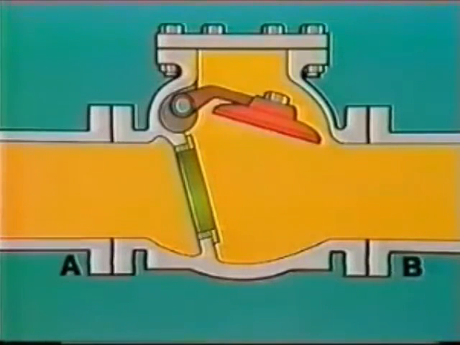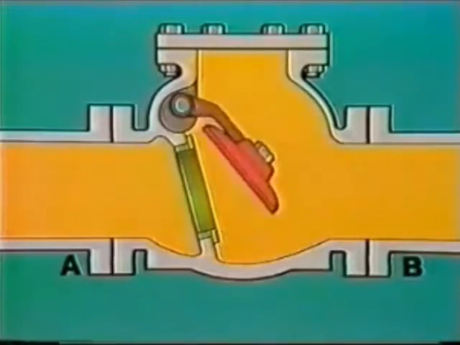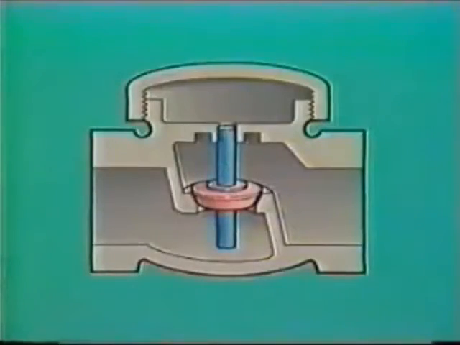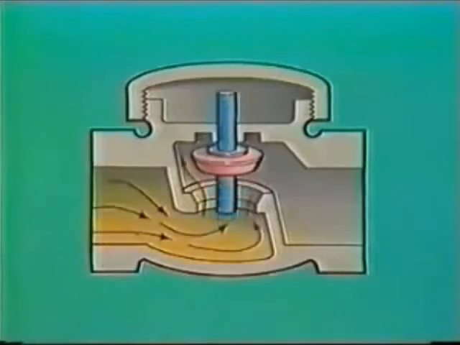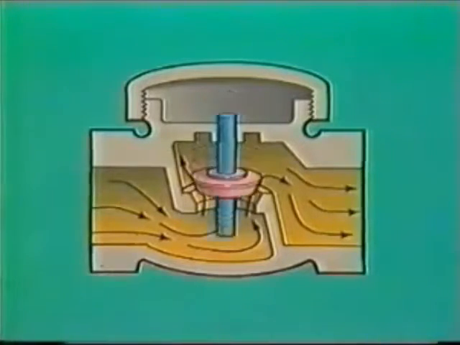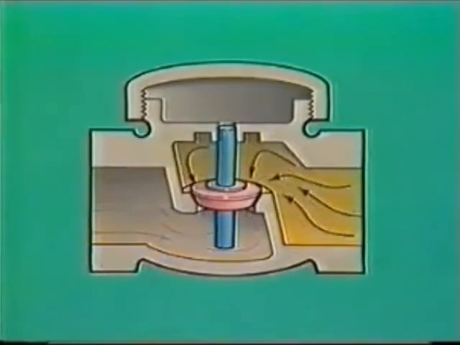If the flow were to reverse itself, the disc would swing down and close the valve. In the lift check valve, the disc and seat design is similar to the design of a globe valve. As flow occurs from A to B, the disc moves upward. But if flow stops or reverses itself, the disc moves down and closes the valve. So, lift check valves also control direction of flow.